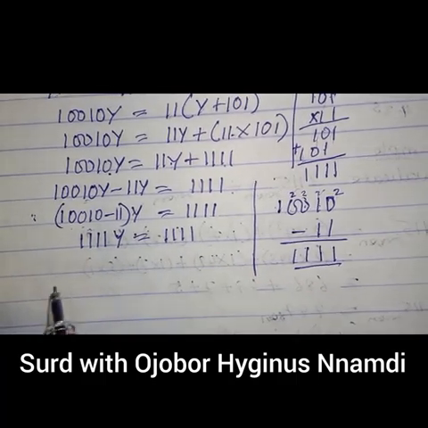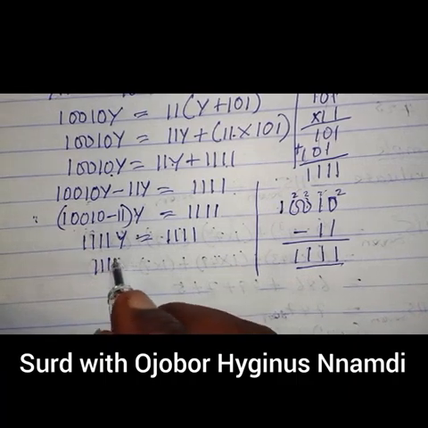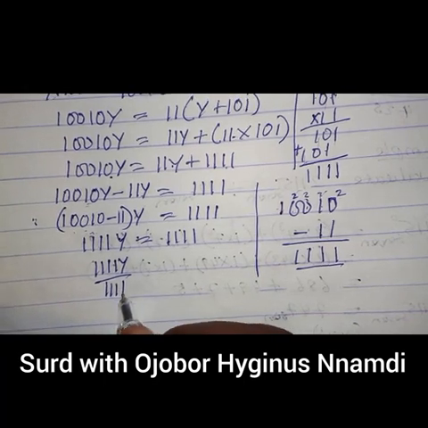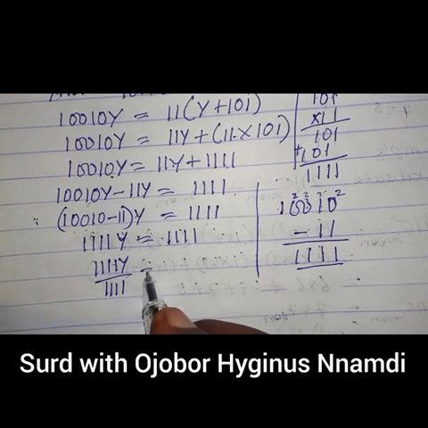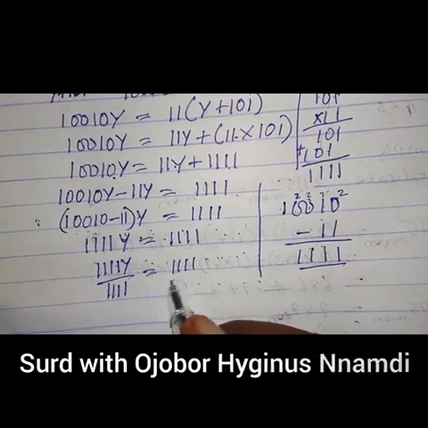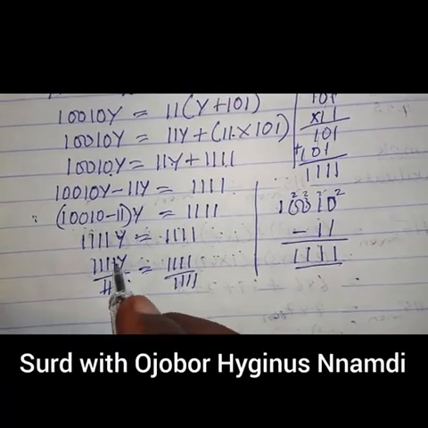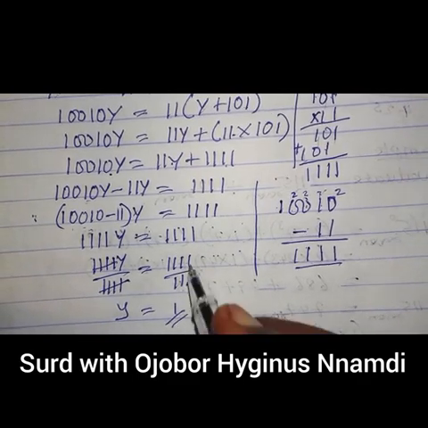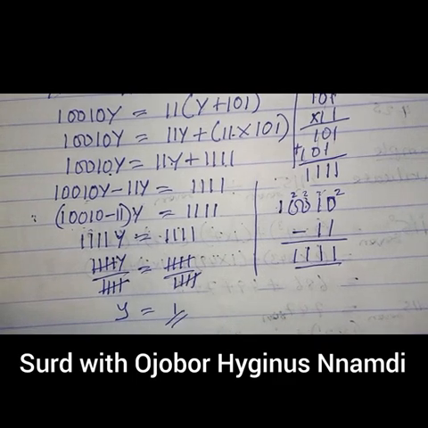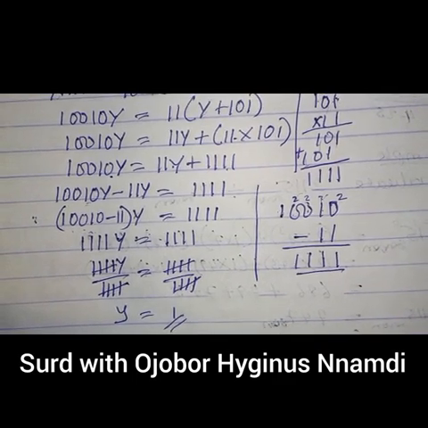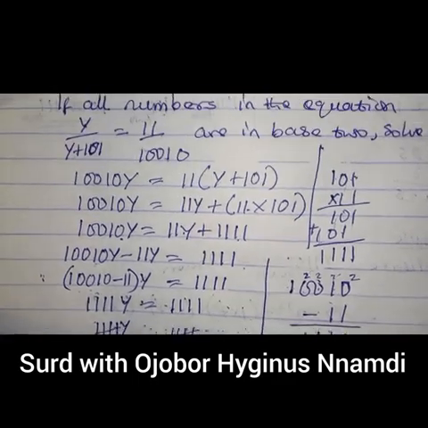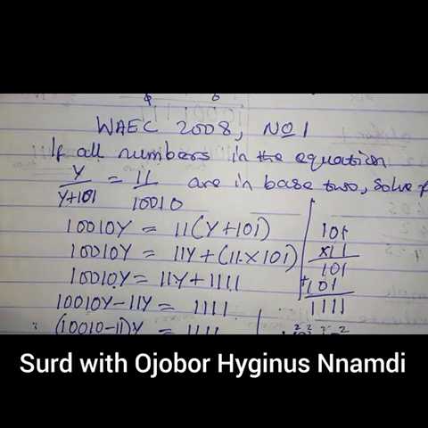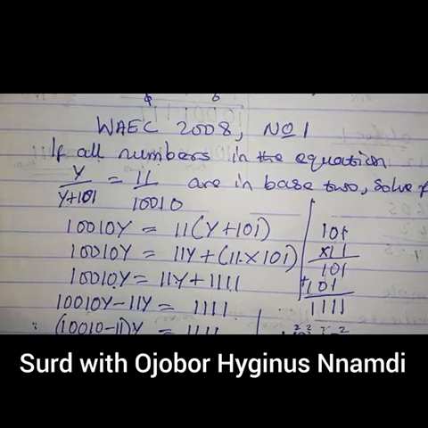And of course, you have to divide both sides by the coefficient of y in order to make y the subject of the formula. So we say divide both sides by 1111, and we have seen that this will cancel this and y will be equal to 1, because this as well will cancel this. And that is how we've been able to obtain the value of y from the equation given by WAEC in the year 2008, number 1.